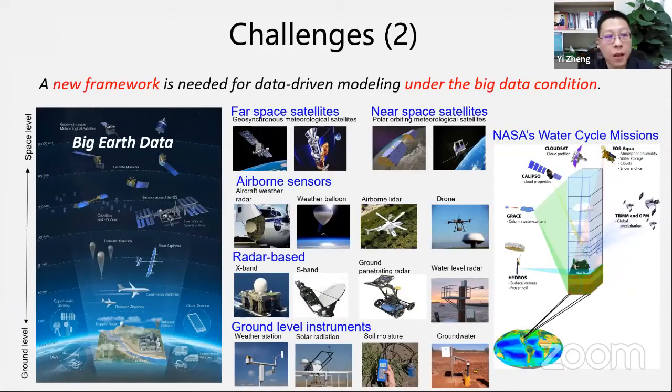Challenge 2. As we know, we have all sorts of sensors from ground level to the space level. They are collecting a huge volume of data about the Earth. A significant portion of such big Earth data can potentially be used for hydrological modeling, such as the remote sensing based data from NASA's water cycle missions. So we really need a new framework for data-driven models under this big data condition.